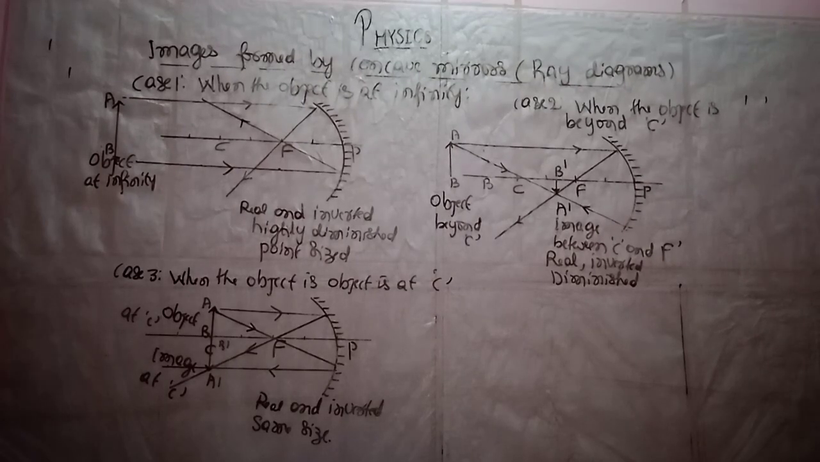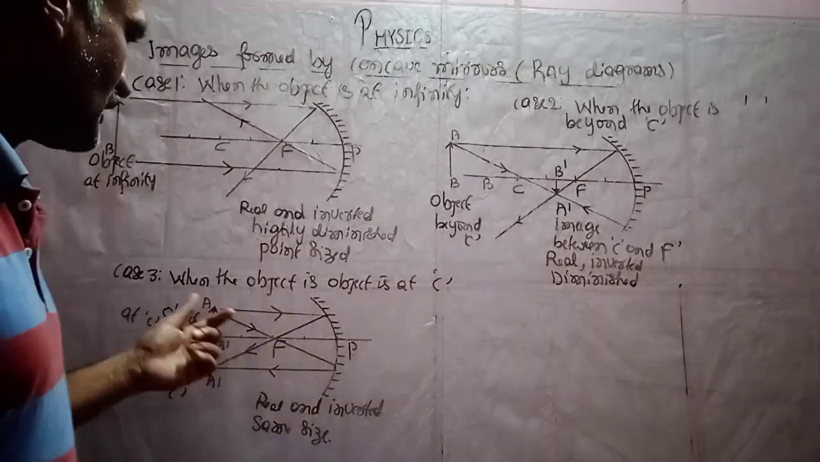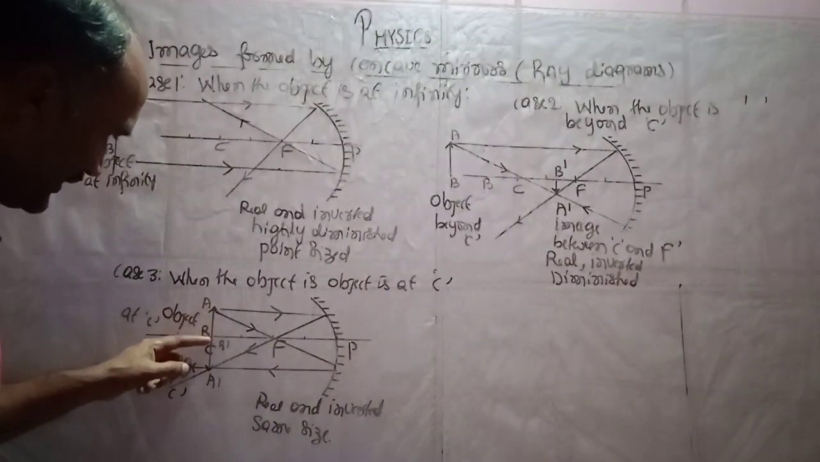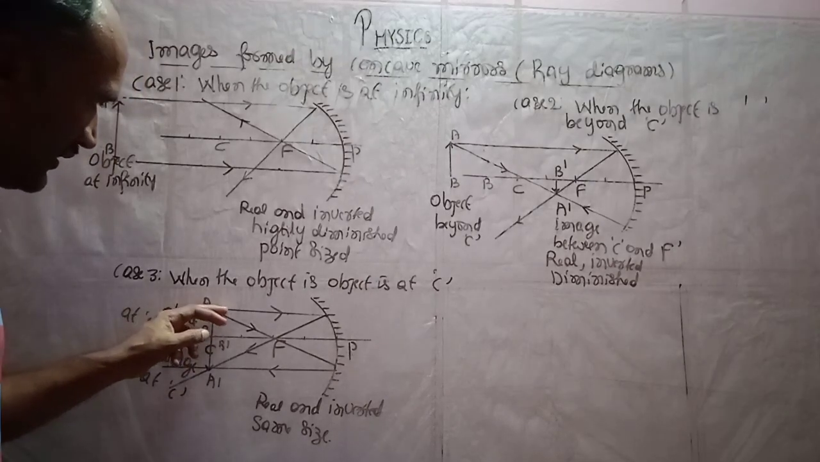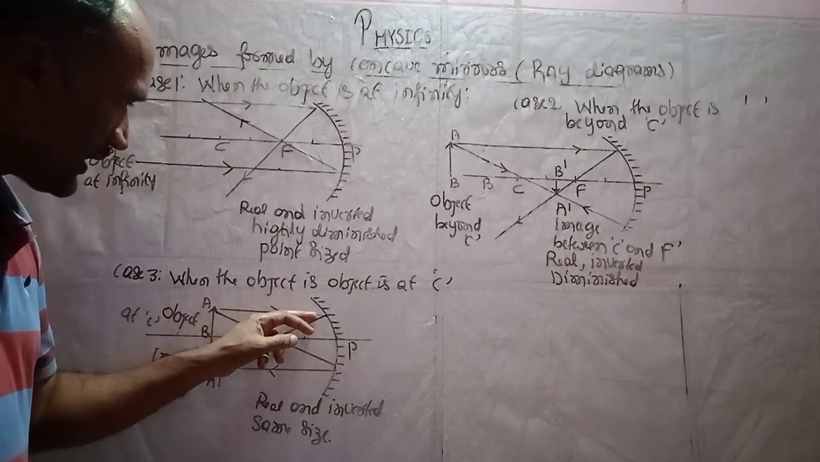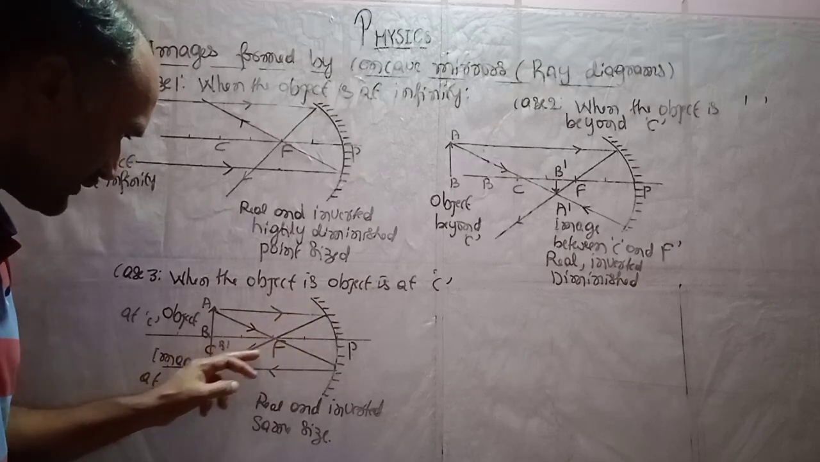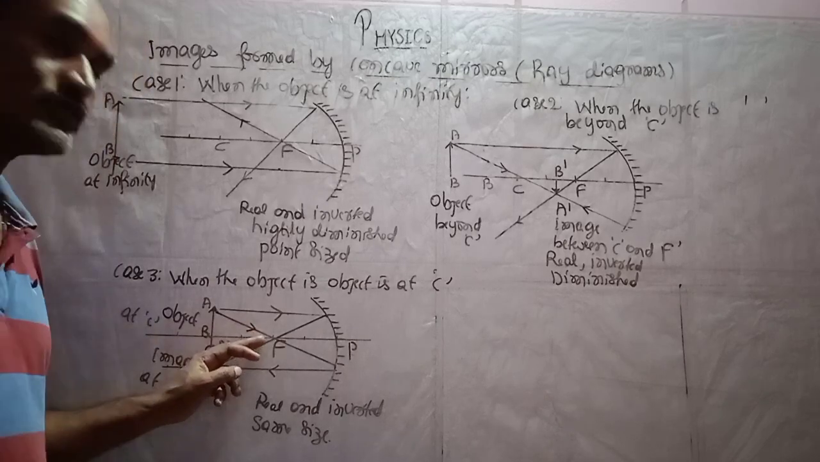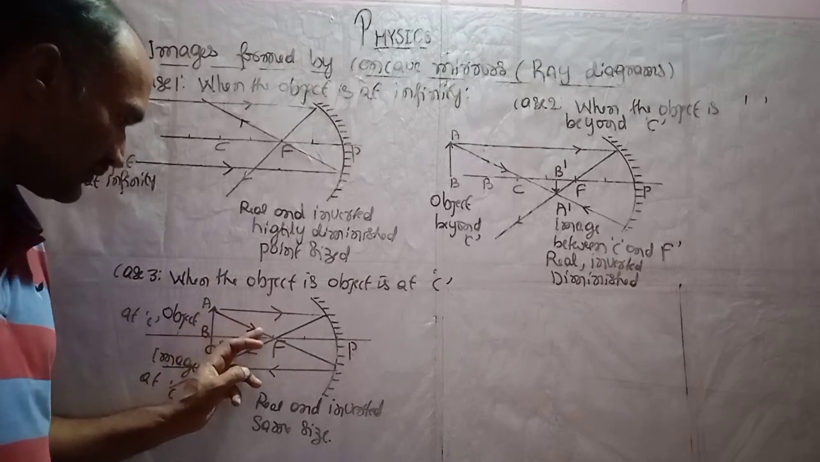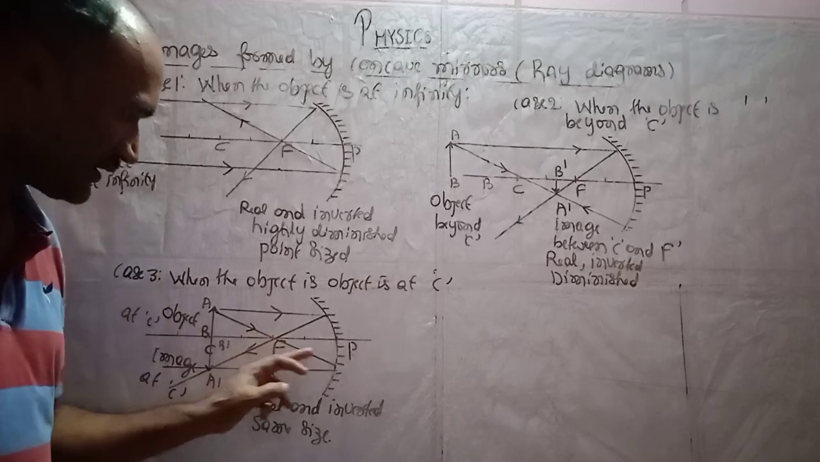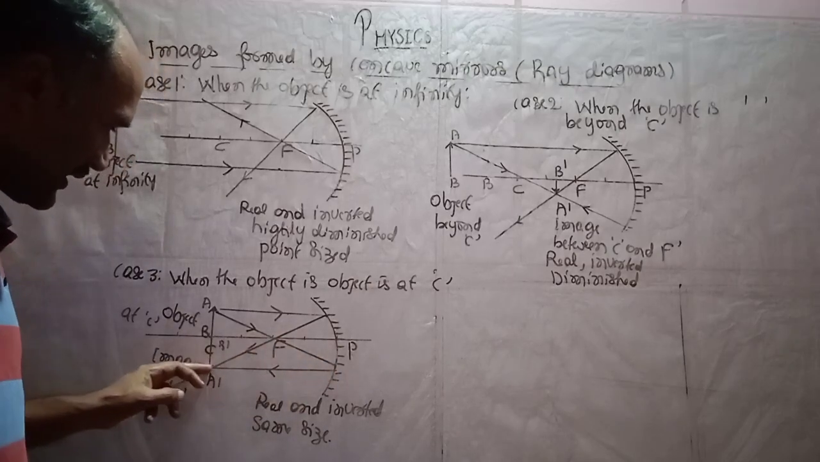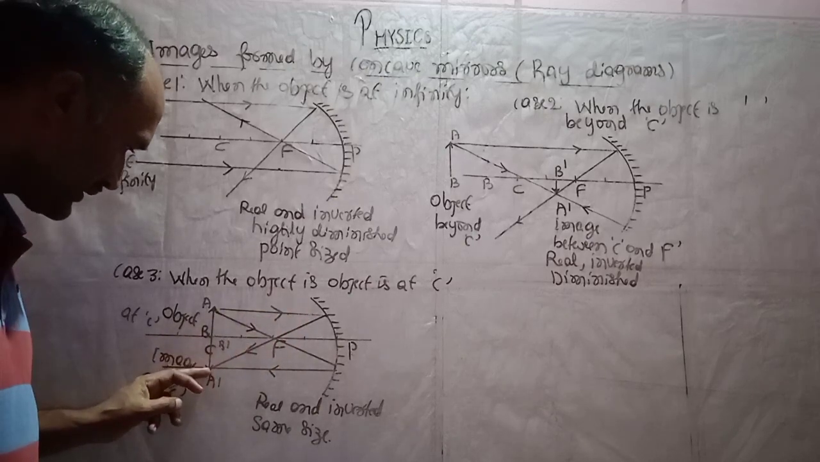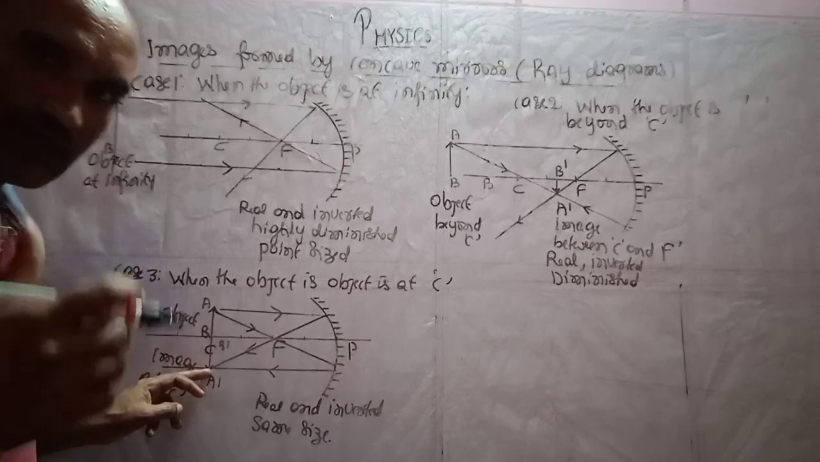So dear student, when the object is at C, let AB be the object we have kept at C. A ray here which is parallel to the principal axis, after reflection, will pass through the principal focus. Again from here one ray will pass through the principal focus. Again we can use rule number 3. A ray passing through the principal focus, after reflection, becomes parallel to the principal axis. So both the reflected rays will meet here, will intersect here, or will converge here.